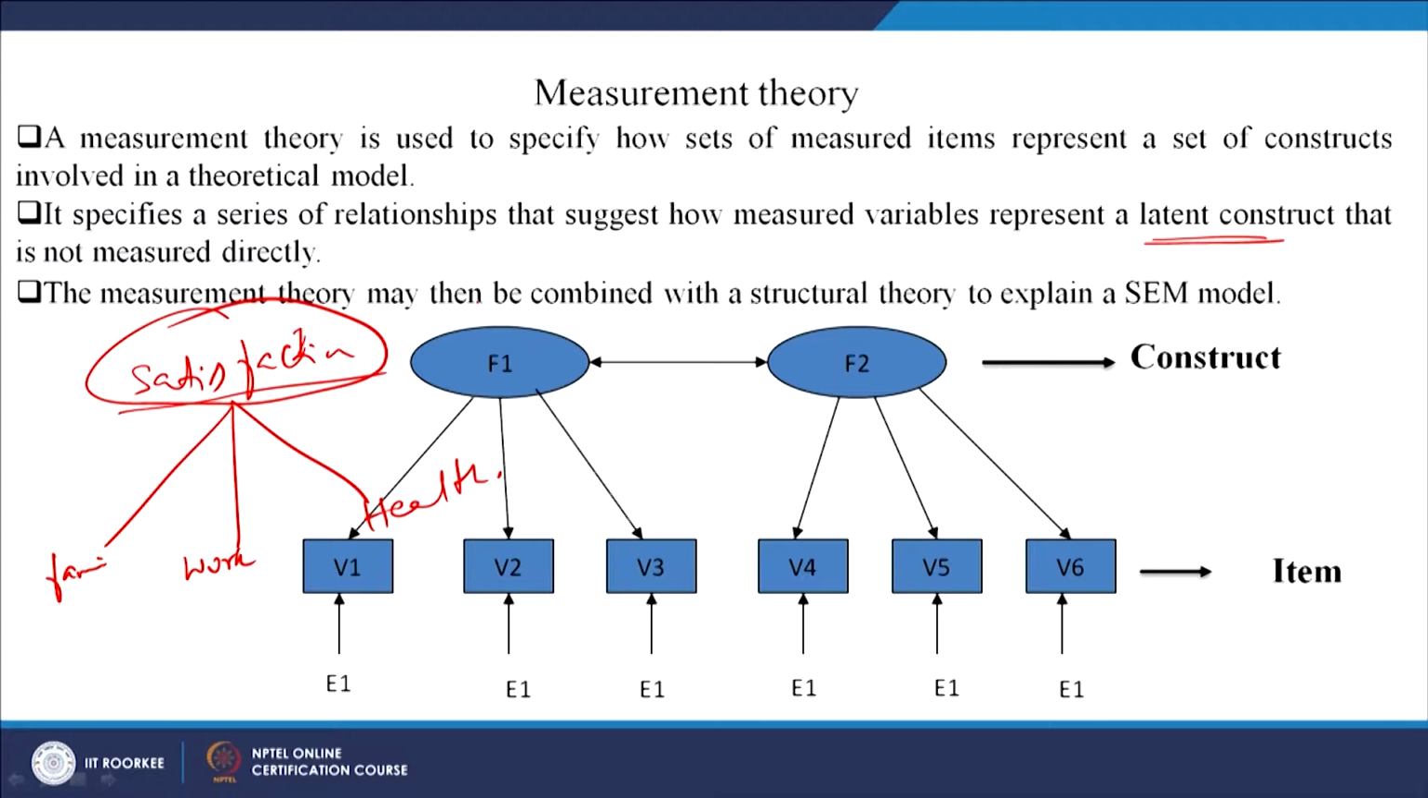The measurement theory may then be combined with a structural theory to explain an SEM model. Now, what is this? This is called a measurement model, but when we establish relationships, that is called a structural theory. So, let us say A affects B, B affects C. When we establish such a relationship then it becomes a structural model. At this moment we are not going to establish any relationship as such. Okay. So, this is called a measurement model. So, CFA is a measurement model, remember.